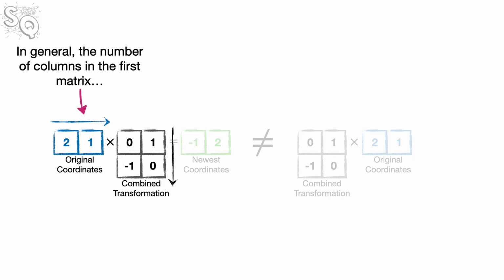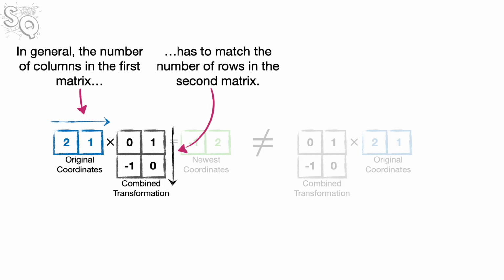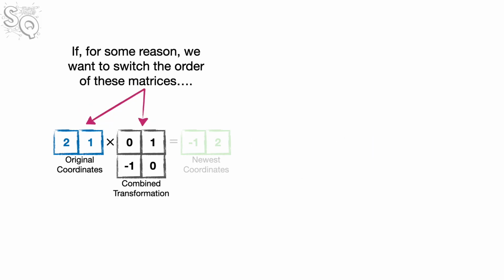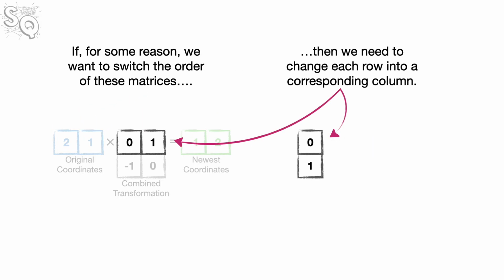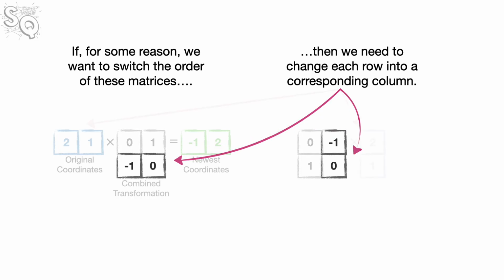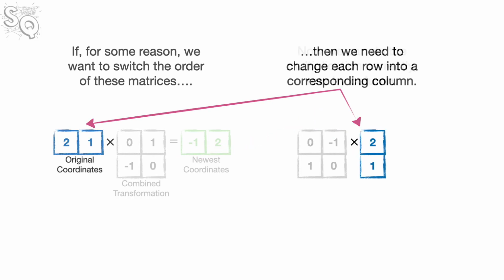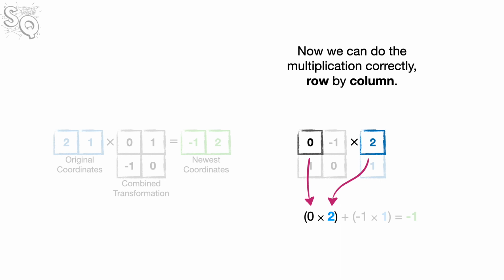In general, the number of columns in the first matrix has to match the number of rows in the second matrix. If, for some reason, we want to switch the order of these matrices, then we need to change each row into a corresponding column. Now we can do the multiplication correctly, row by column.